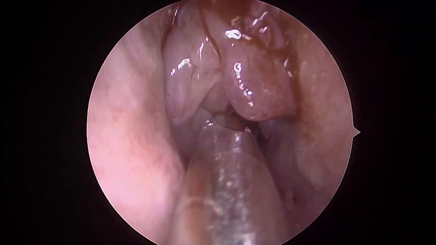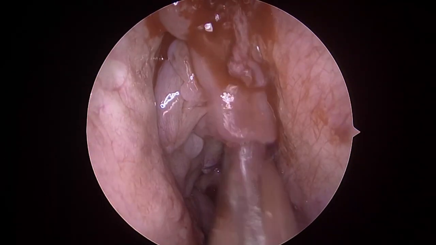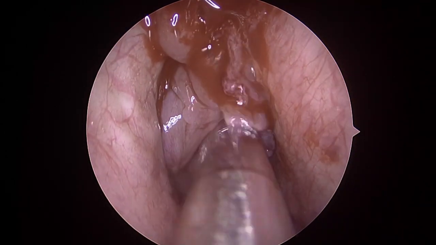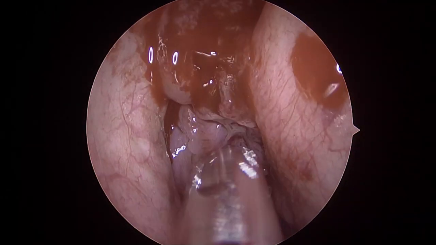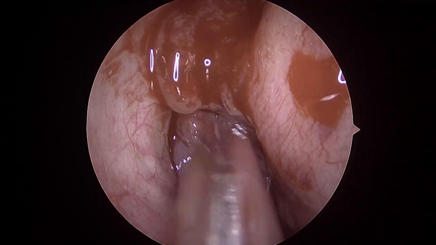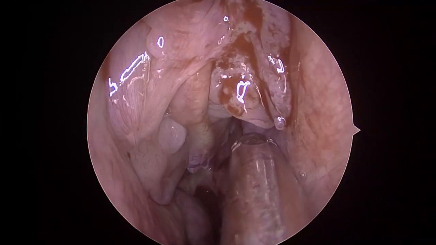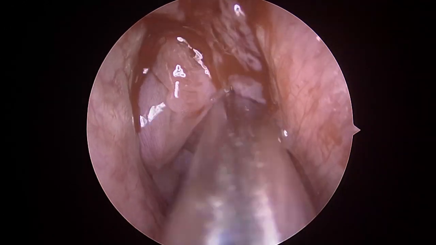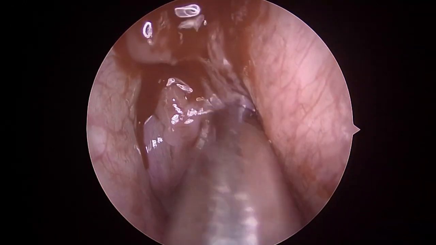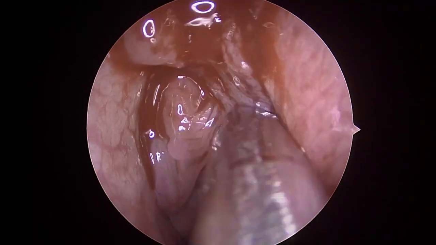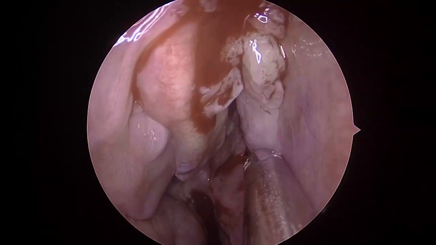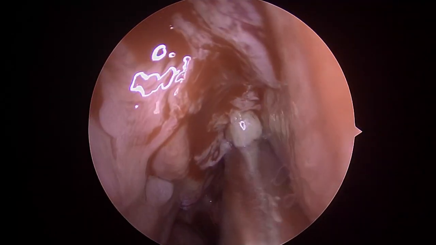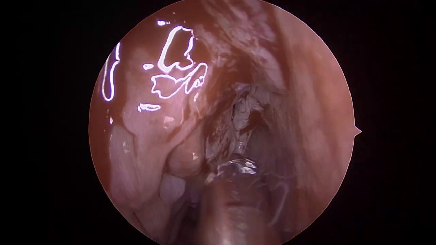Again, I reassess. Allow the tissue to fall into the debrider blade and then start debriding. Always ensure that the cutting surface is away from vital structures and debride only the polypoidal tissue. So here I can see polyps that are medial to the middle turbinate as well.